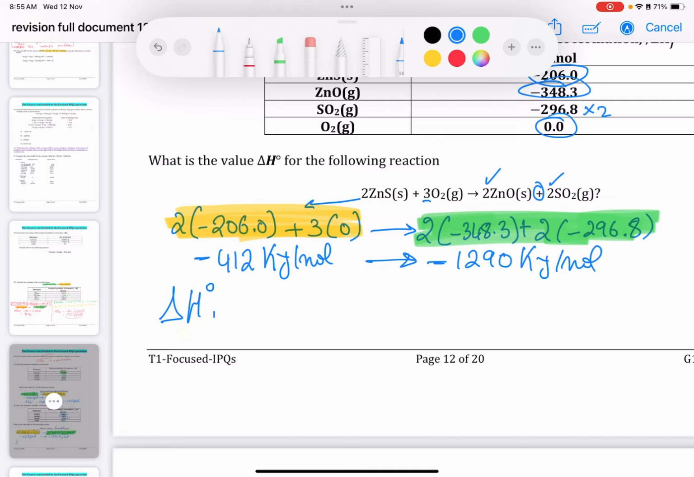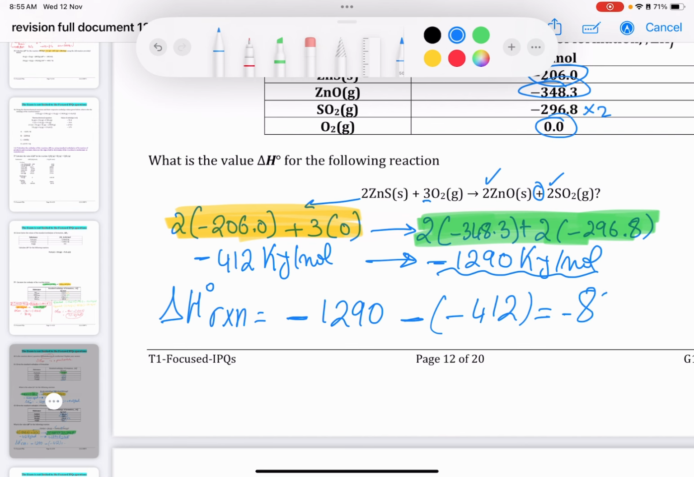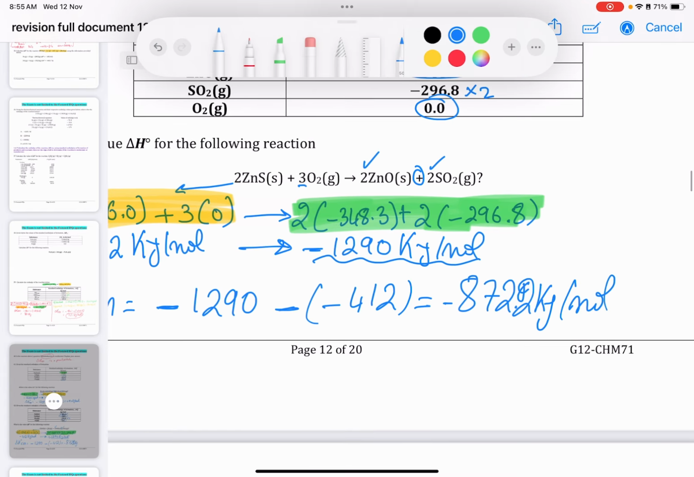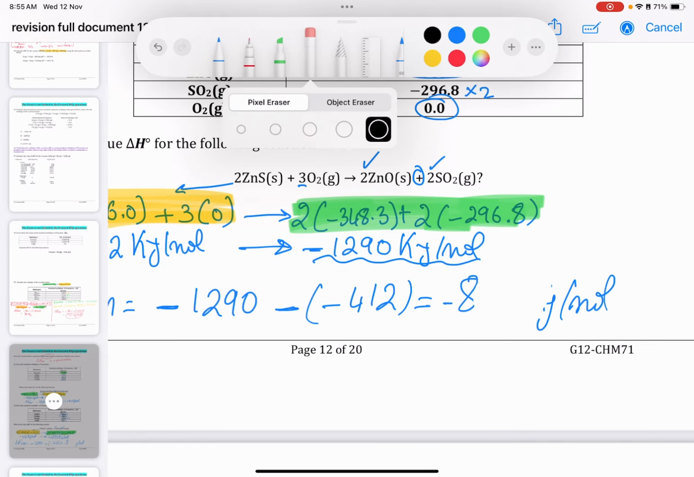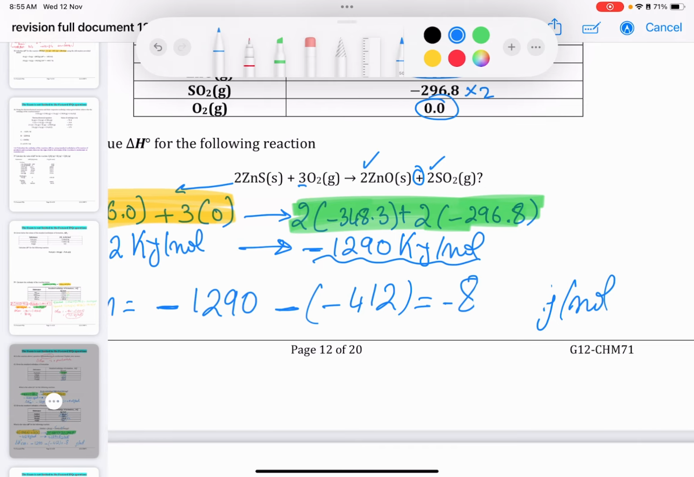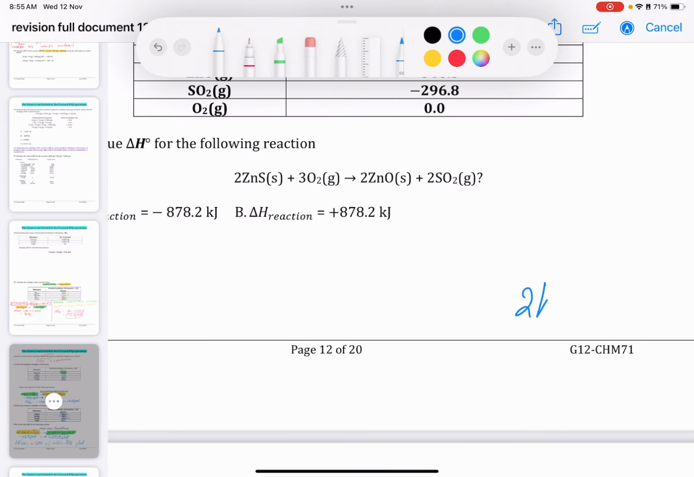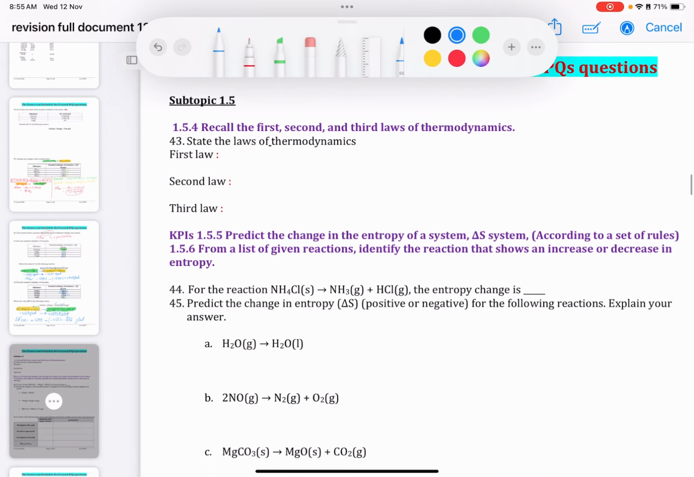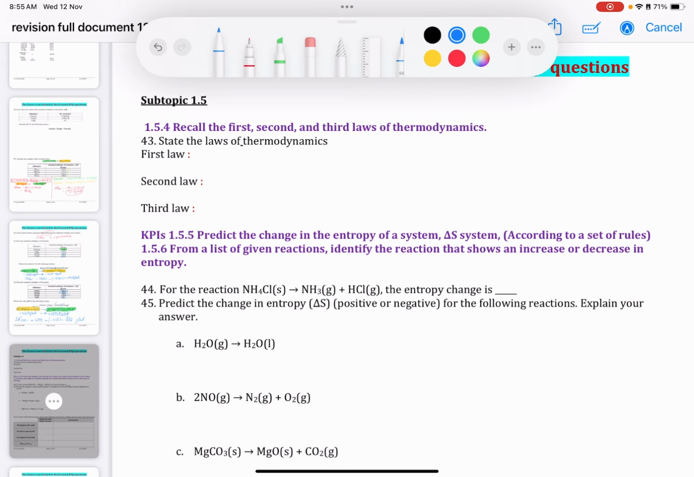So the enthalpy of the reaction is the enthalpy of the products, the final, minus the enthalpy of the reactants, the initial. And the final answer is going to be negative 872.2 kilojoules per mole. So negative 872.2 kilojoules per mole. Now, moving on to topic 1.5.